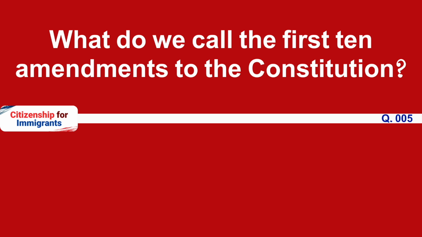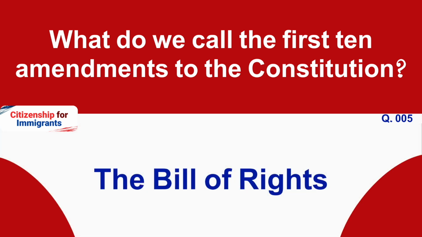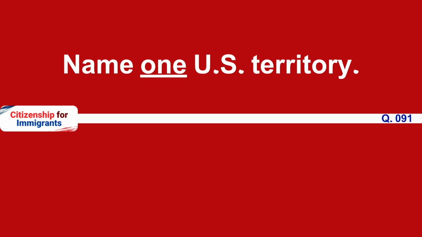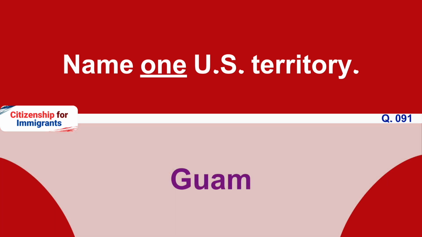What do we call the first 10 amendments to the Constitution? The Bill of Rights. Name one U.S. territory. Guam.